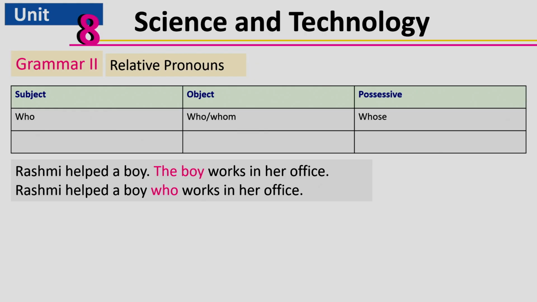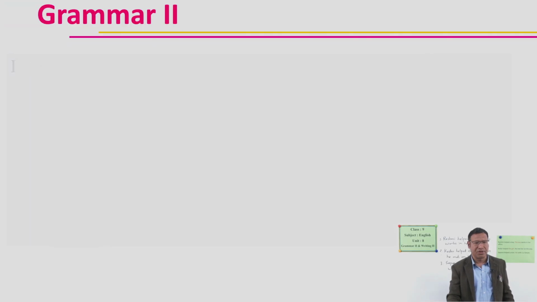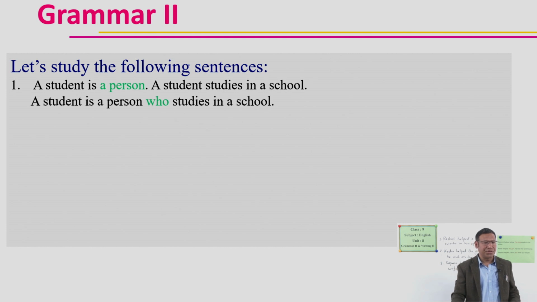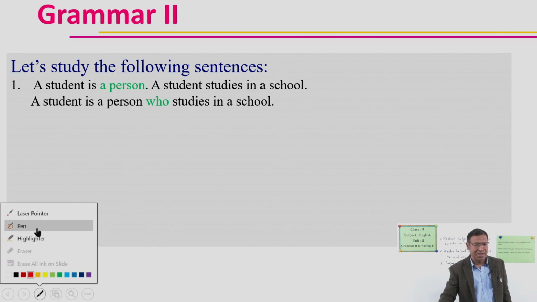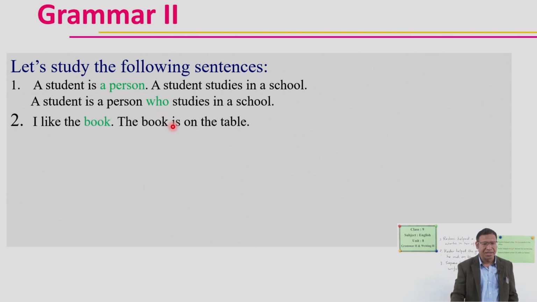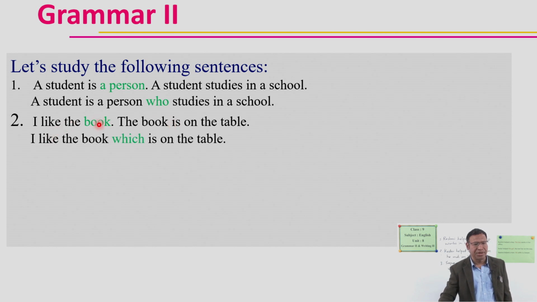So here we have discussed everything. Let's study these sentences also. A student is a person, a student studies in a school. Therefore, a student is a person who studies in the school. So the person is described by "who" here. I like the book. The book is on the table. I like the book which is on the table. The book is the thing, and it is "which".